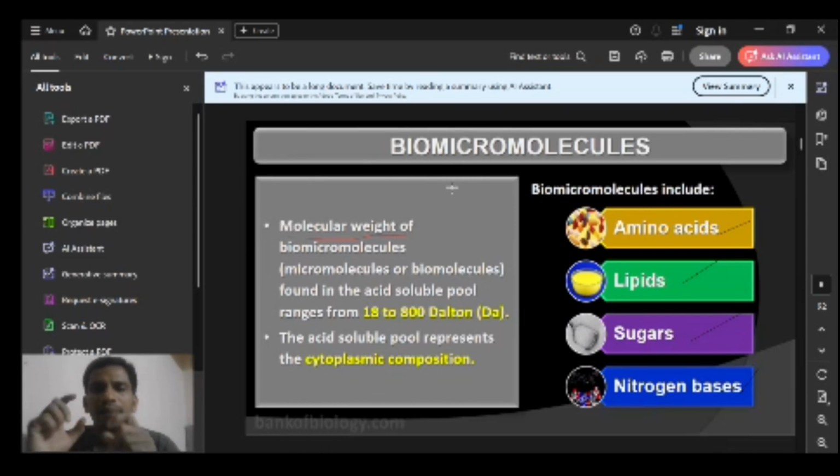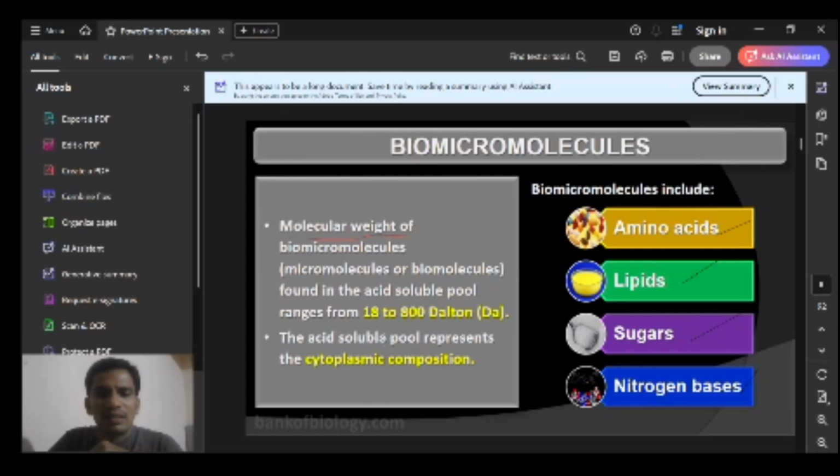When we filtered the plant extract through the cheesecloth, what came into the tube is called the filtrate, and what remains above the filter paper or the cheesecloth is called the retentate, right? So why is it filtered? Because these micromolecules have very low weight, below 1000 Dalton units, so here 18 to 800 Dalton units.